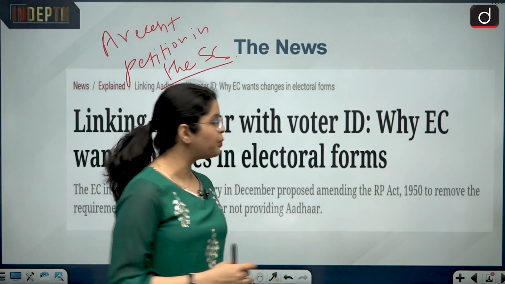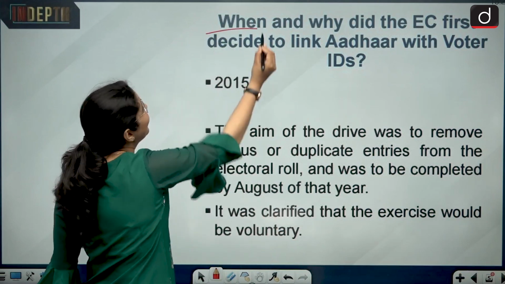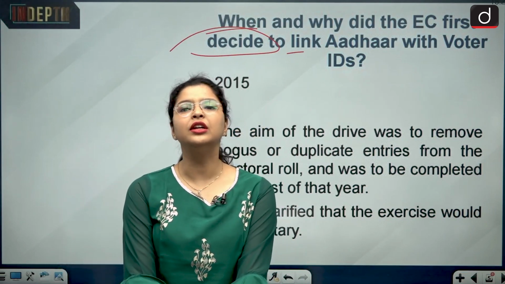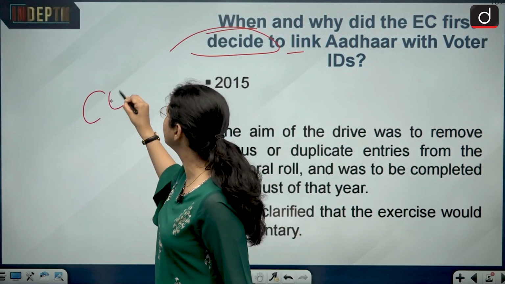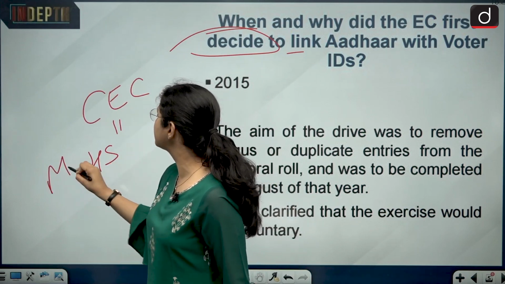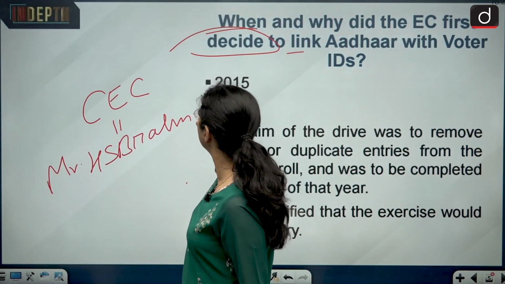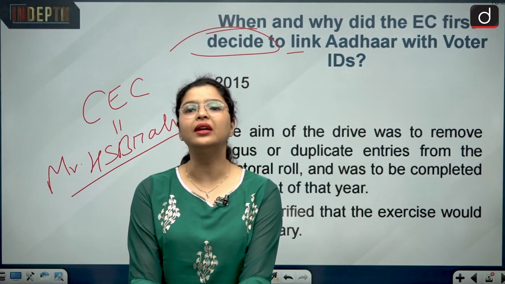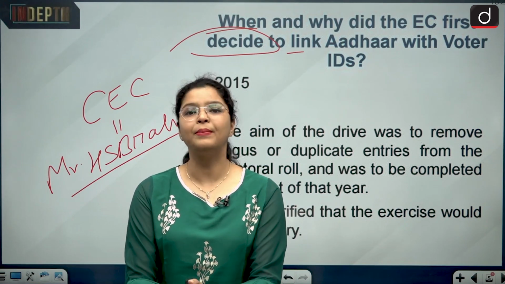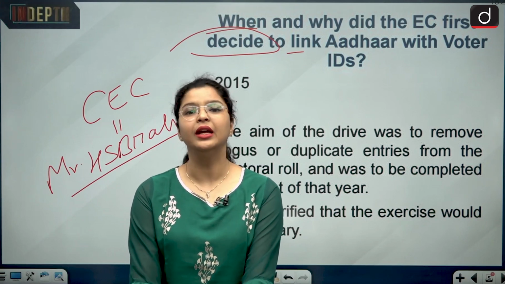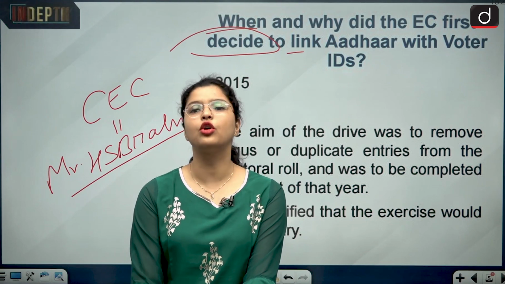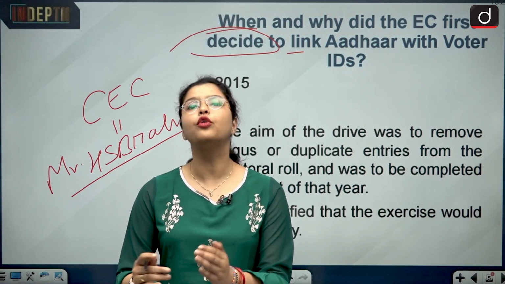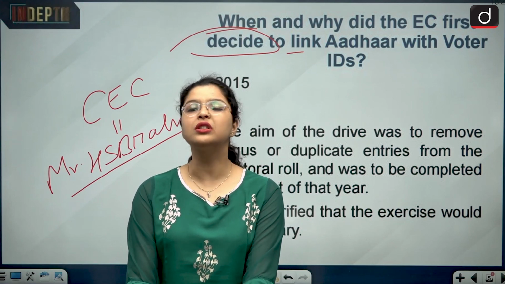So this brings us to the important point of our discussion: when and why did the Election Commission first decide to link Aadhaar cards with voter IDs? Basically, the year was 2015 and the then Chief Election Commissioner, Mr. H.S. Brahma, announced that the Election Commission of India was going to conduct a drive making linking of Aadhaar card and voter ID mandatory. They were going to collect the Aadhaar details of persons who wanted to register as first-time voters as well as existing voters in the electoral roll from March 1st, 2015.